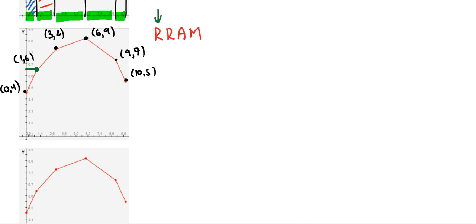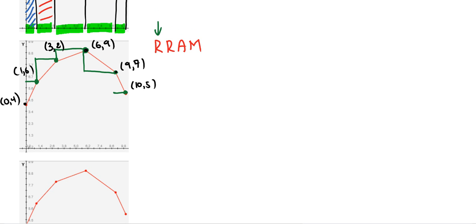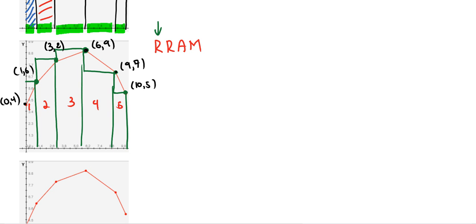Now go to your next point, which is this point right here. Move to the left and then drop down. Go to your next point, (6, 9). Move to the left, drop down. Go to your next point here, which is (9, 7). Move to the left, and this time connect to the previous dot. Go to your next point, which is (10, 5). Move to the left and connect to your previous dot. What you're doing is making these right-handed rectangles, and you have 5 of them: 1, 2, 3, 4, and 5. Okay, let me delete those.